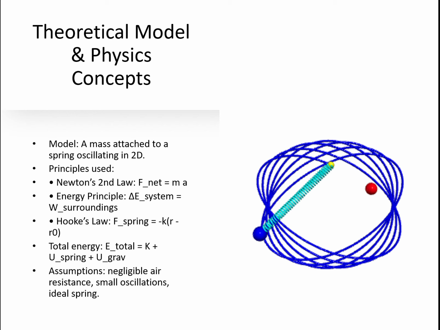In this experiment, we used the energy principle and Hooke's law. Hooke's law states that the spring force is equal to negative k times the displacement from equilibrium. The energy principle says that changes in a system's total energy must equal the work done by external forces. In this closed system, total energy should stay nearly constant through kinetic, gravitational, and spring potential energies during oscillation.